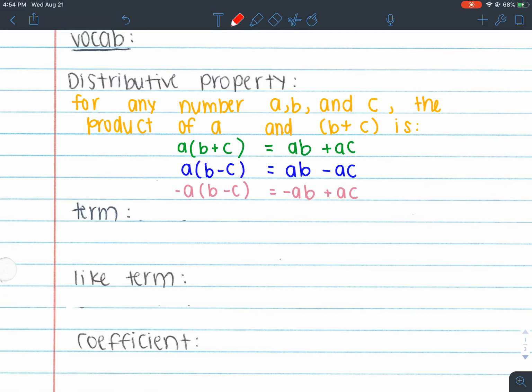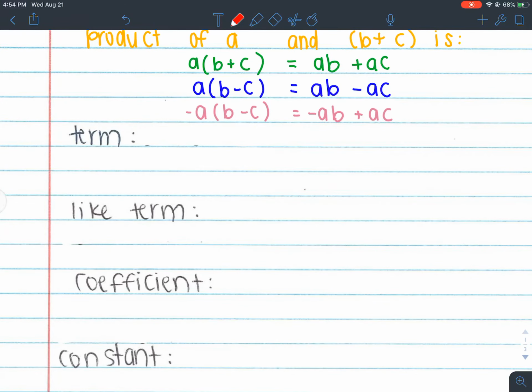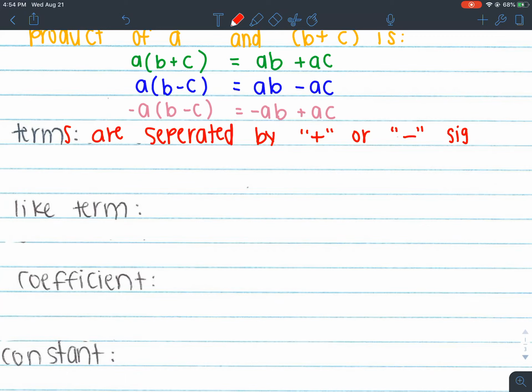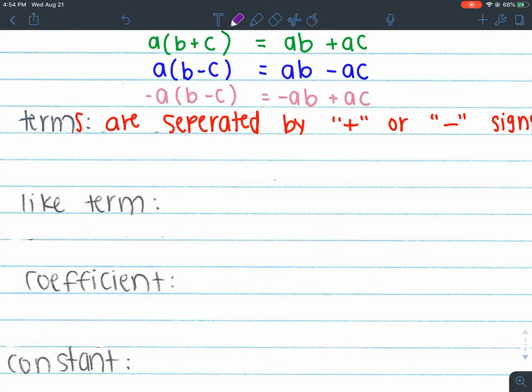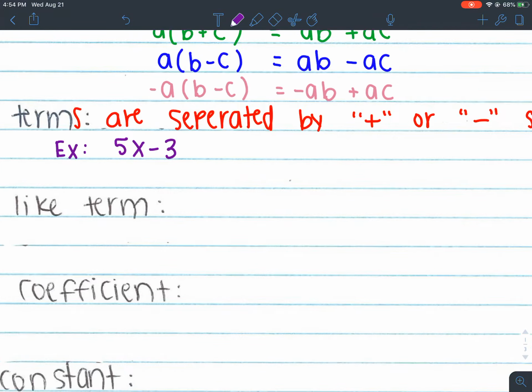All right, term. So what is a term? Well, I've mentioned terms before, but terms are separated by plus or minus signs. So they're separated by a plus or a minus sign. And I'm going to give you some examples for these. So let's do an example. 5x minus 3.